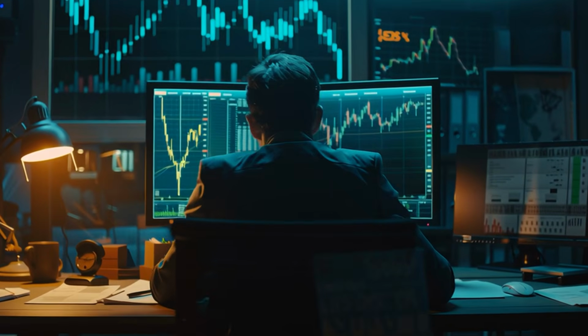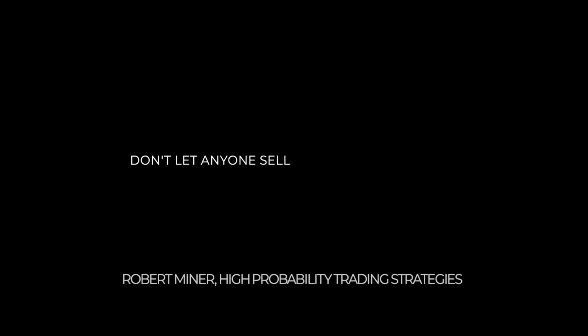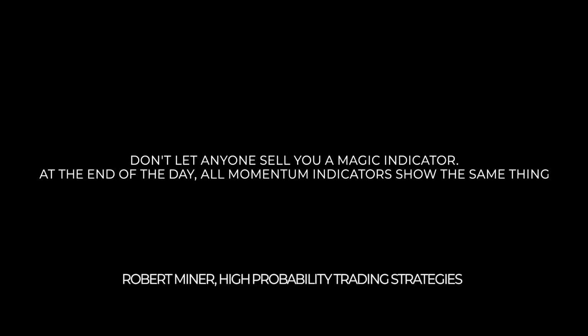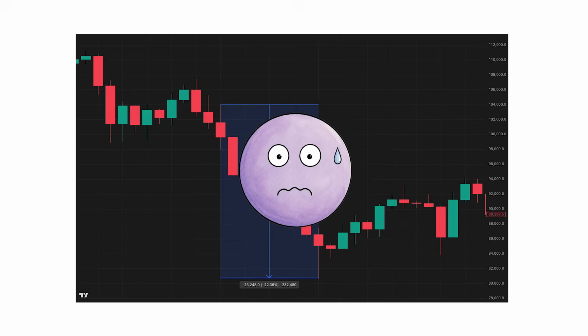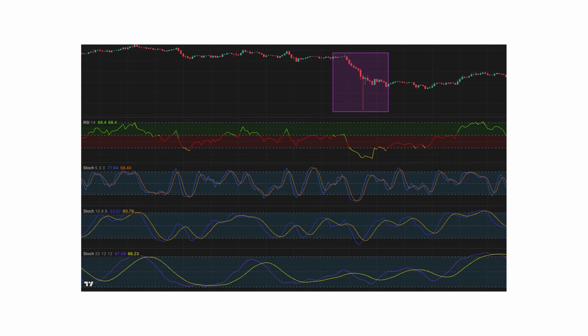Robert Miner had his own indicator. He could have sold it, but in his book he said this: "Don't let anyone sell you a magic indicator. At the end of the day, all momentum indicators show the same thing. No indicator can account for extreme market panic." What did Lane, the creator of this indicator, say? Combine them and they become almost invincible, almost. On that day, even combining them wasn't enough.